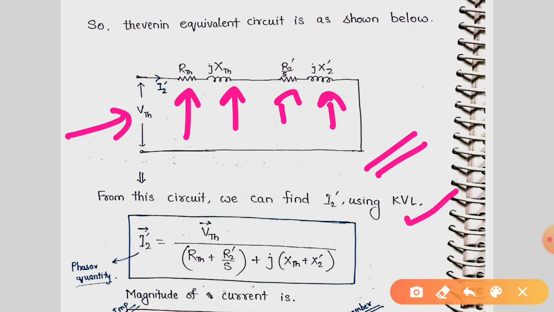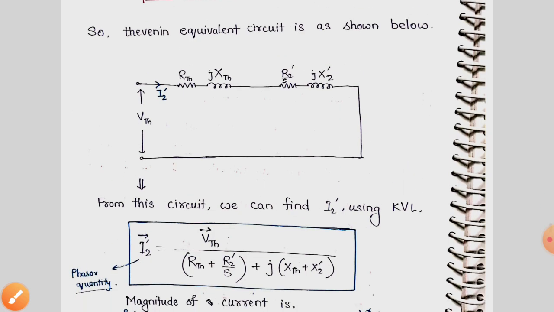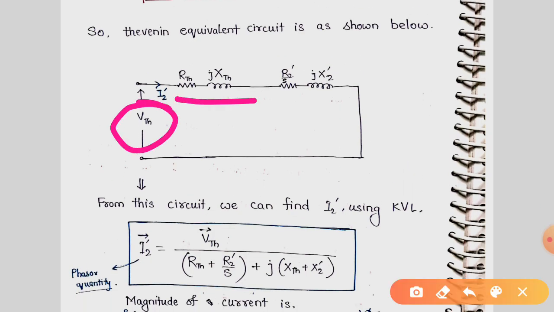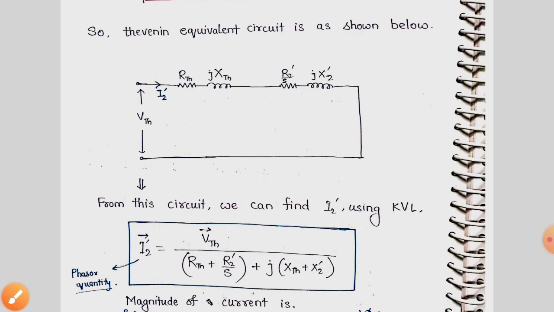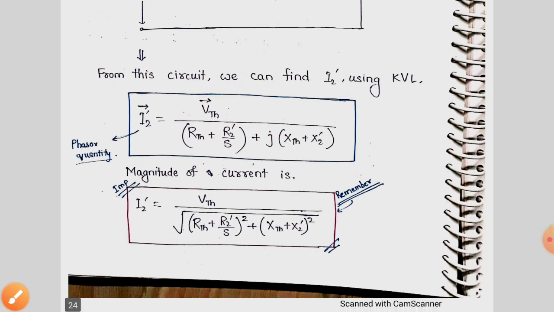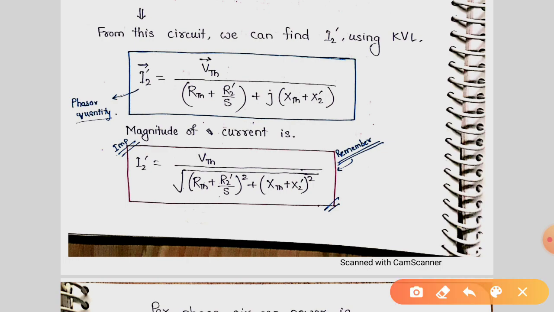Now we can apply KVL here and we can find this I2 dash, the current which flows through the rotor. So this will be equal to VTH upon total impedance, that is RTH plus R2 dash upon S, and then J times XTH plus X2 dash. This gives us the total current, and if we want to know the magnitude of this current, then it will be VTH upon the square root of RTH plus R2 dash upon S whole square plus XTH plus X2 dash whole square.